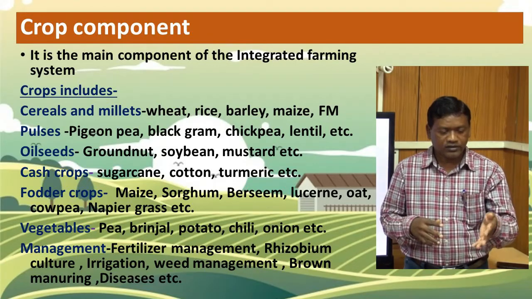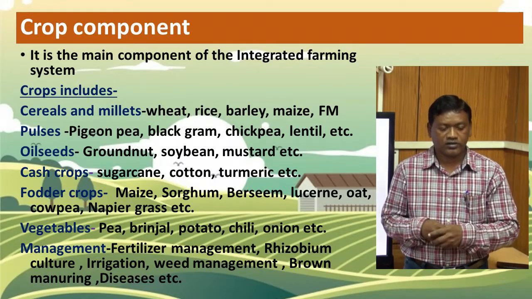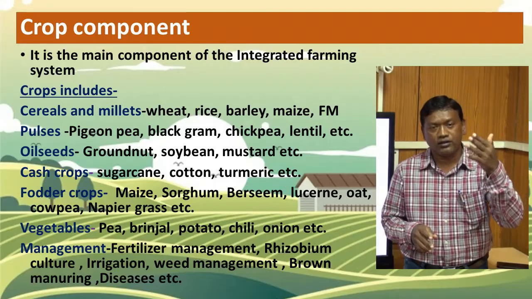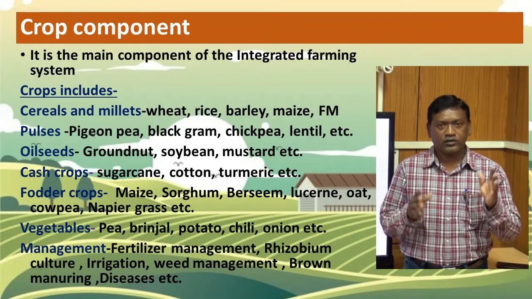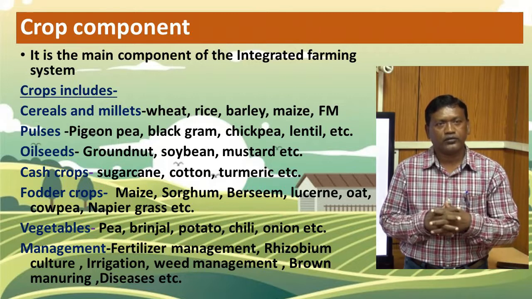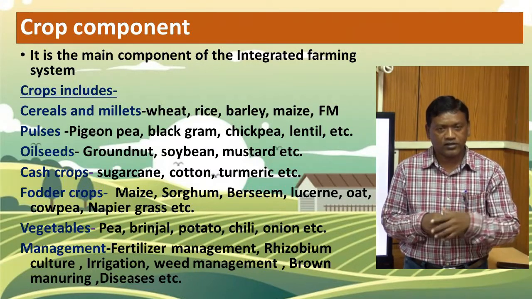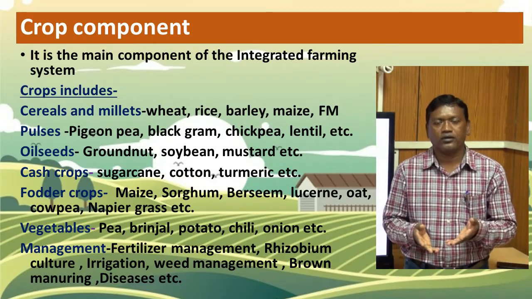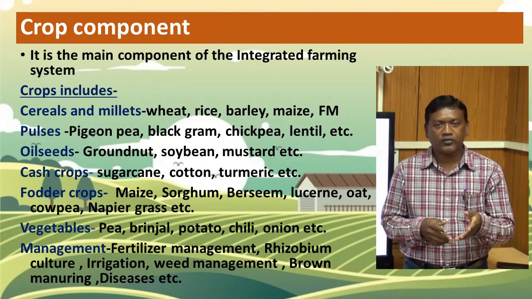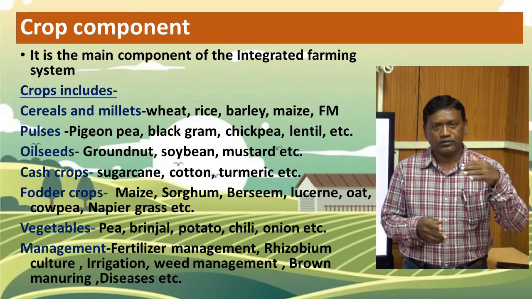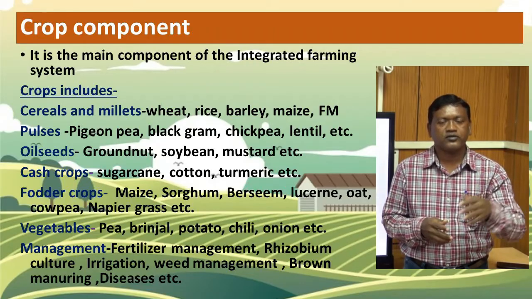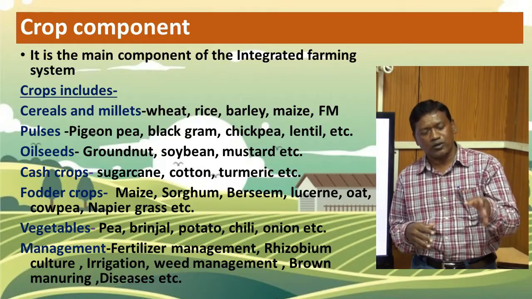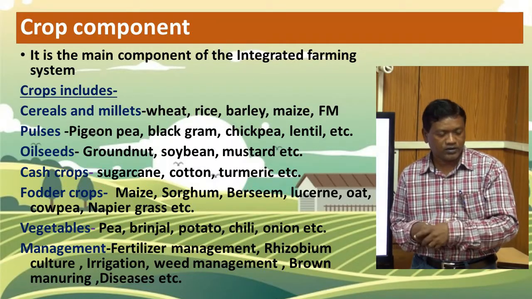The next management practice is rhizobium cultures. Rhizobium culture is very important. This rhizobium culture is applied mostly in pulse crops, because pulse crops fix atmospheric nitrogen. If you apply this culture, then it increases the crop yield. So rhizobium culture is very important for treating the pulse crops. So I think people should apply it, or the seeds should be treated with the rhizobium cultures.